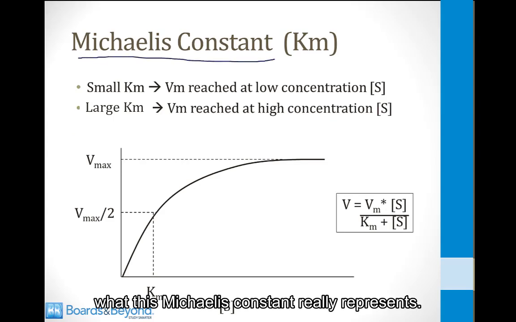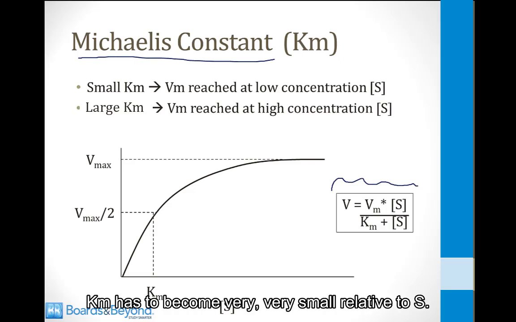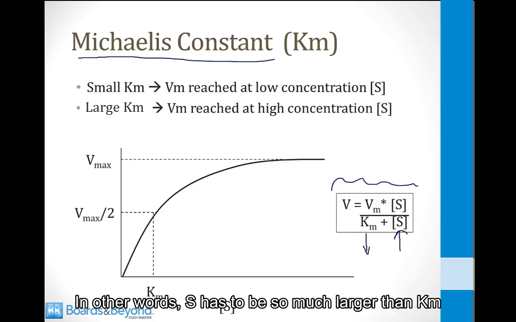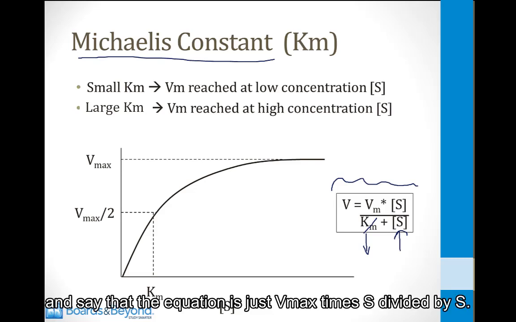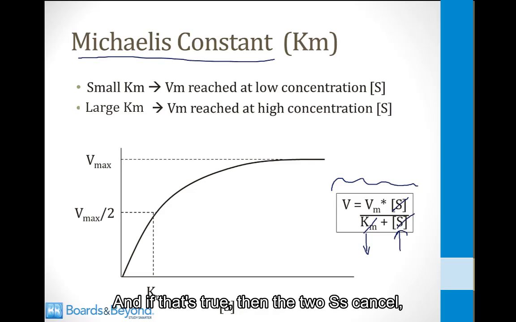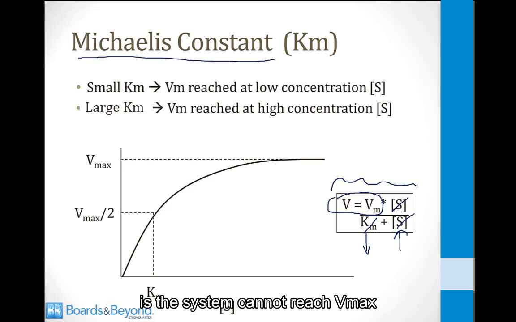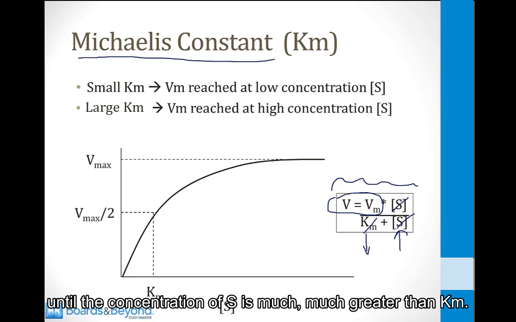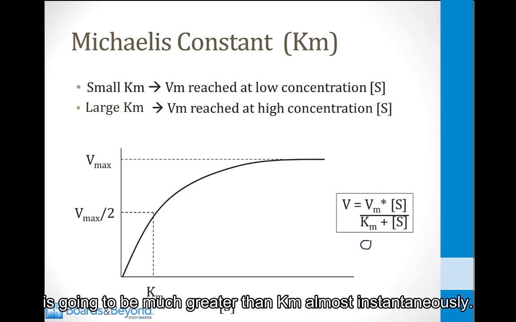But now let's talk about what this Michaelis constant really represents. To do that, let's look at the Michaelis-Menten equation over here on the right. In order to reach Vmax, Km has to become very, very small relative to S. In other words, S has to be so much larger than Km that we can basically cross Km off and say that the equation is just Vmax times S divided by S. And if that's true, then the two S's cancel and we will be at Vmax. So a very important point for you to understand is that the system cannot reach Vmax until the concentration of S is much, much greater than Km. So let's imagine that Km is 0. Well, if Km is 0, then the concentration of S is going to be much greater than Km almost instantaneously.